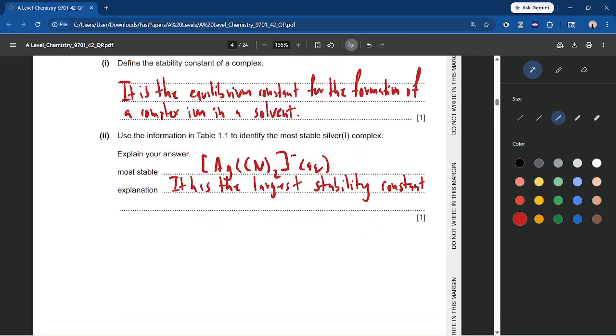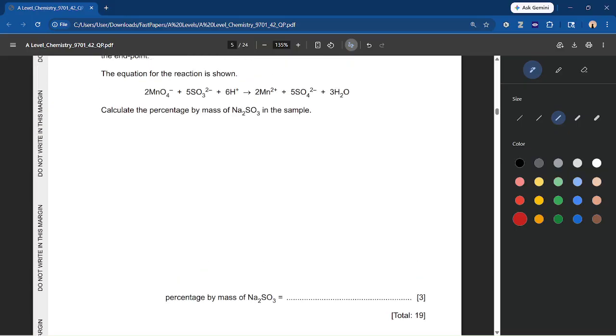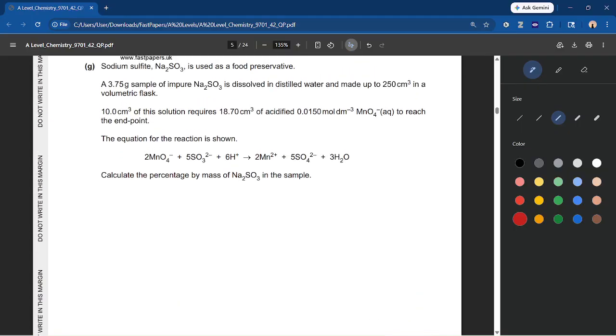There we go. It's a long question, but it's nothing too difficult or nothing that we can't figure out by ourselves, right? Sodium sulfite is used as a food preservative.